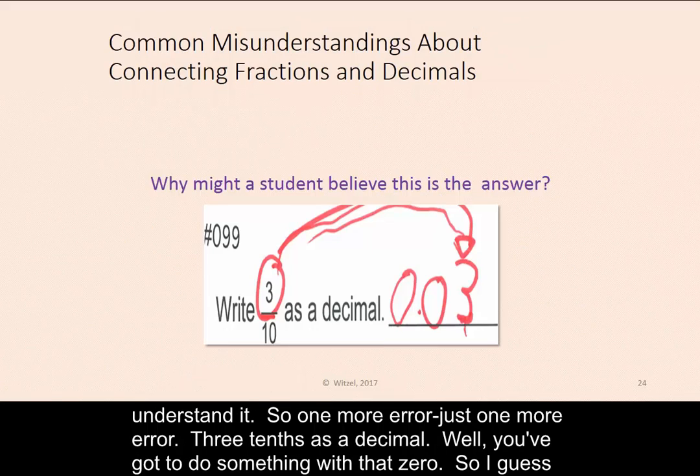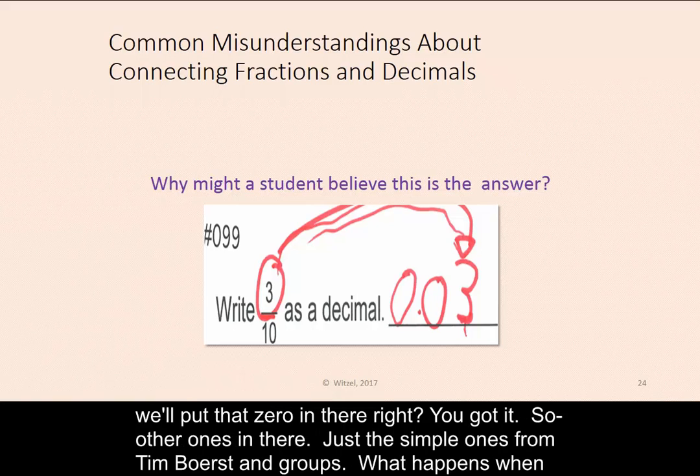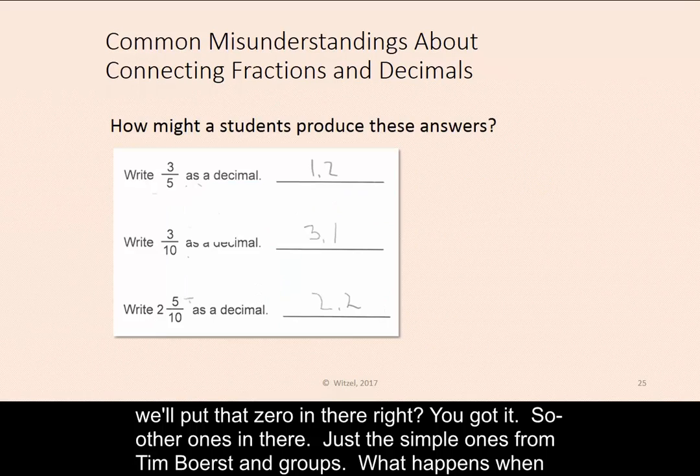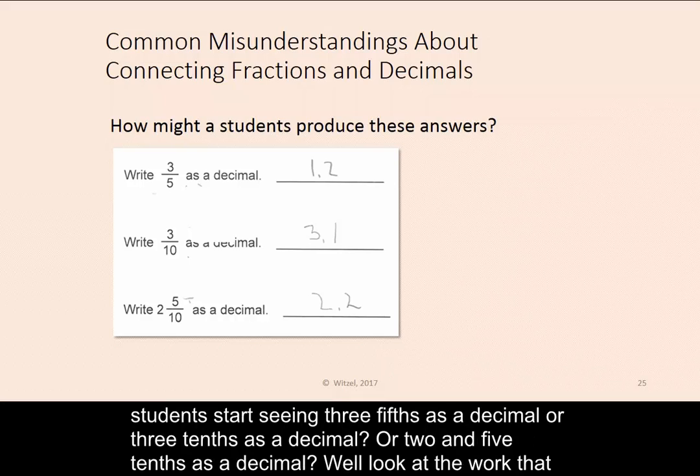So one more error, just one more error. 3/10 as a decimal. Well, you've got to do something with that 0. So I guess we put that 0 in there, right? You got it. So other ones in there, just the simple ones from Tim Burst in groups. What happens when students start seeing 3/5 as a decimal, or 3/10 as a decimal, or 2 5/10 as a decimal? Well, look at the work that the students did.